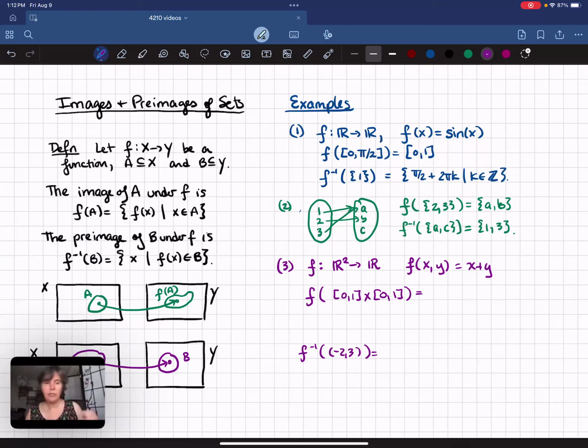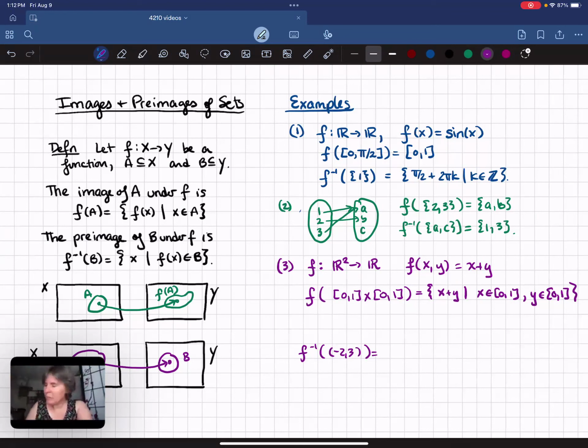So f of the unit square, f of [0,1] cross [0,1]. That is the set of all f of x, y. So that's the set of all x plus y. I'm using, again, this definition right here of f, the forward image. So x plus y such that x is in [0,1], and y is also in [0,1]. Really, it's that x comma y is in [0,1] cross [0,1], but I just rewrote that a little bit more cleanly. So it's the set of all sums that you can get where you add two numbers that are both between 0 and 1, including both endpoints.